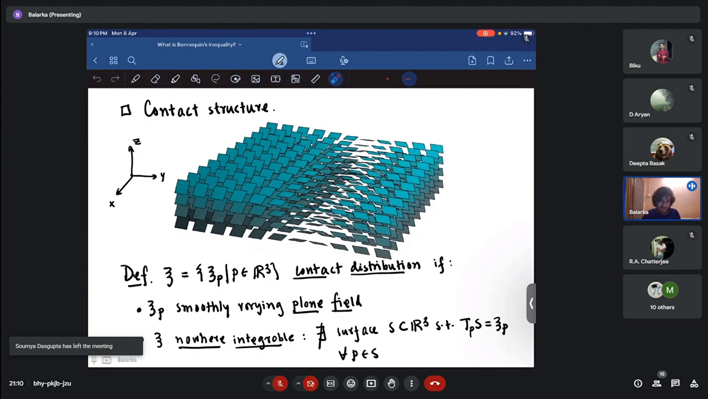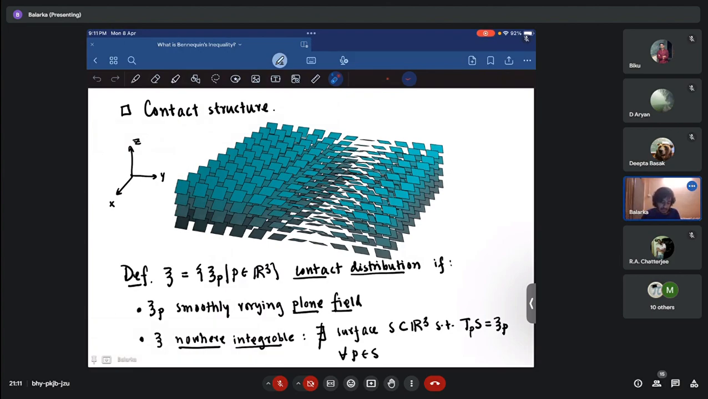And what that criterion, twisting too much, means can be explicated in a mathematical format as follows. One says that the contact distribution is nowhere integrable. By the way, my notation for the contact distribution is xi, and it is a collection of planes xi_p, where p varies over the real 3-space. I'm only going to stick to 3-space, although much of the story generalizes to 3-manifolds or even higher dimensional manifolds, but I'm going to stick to R3.